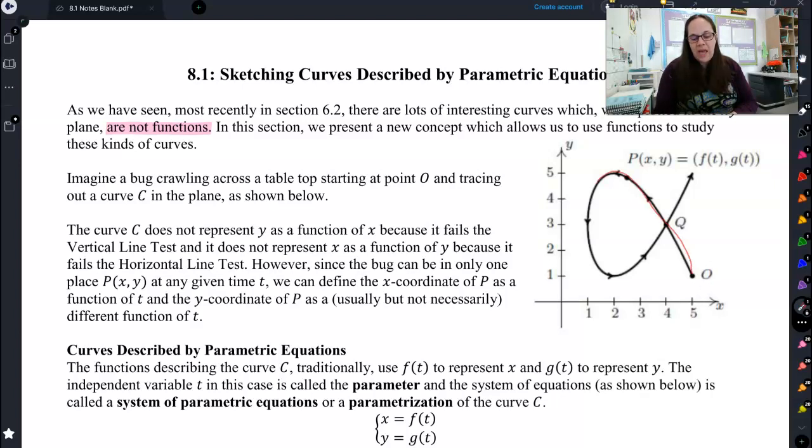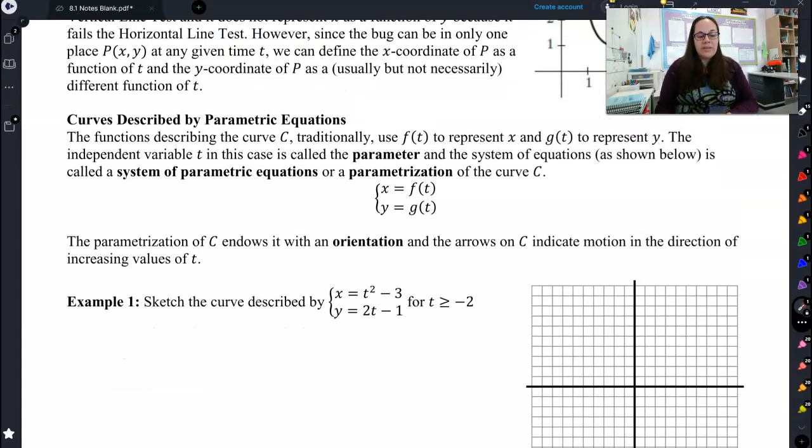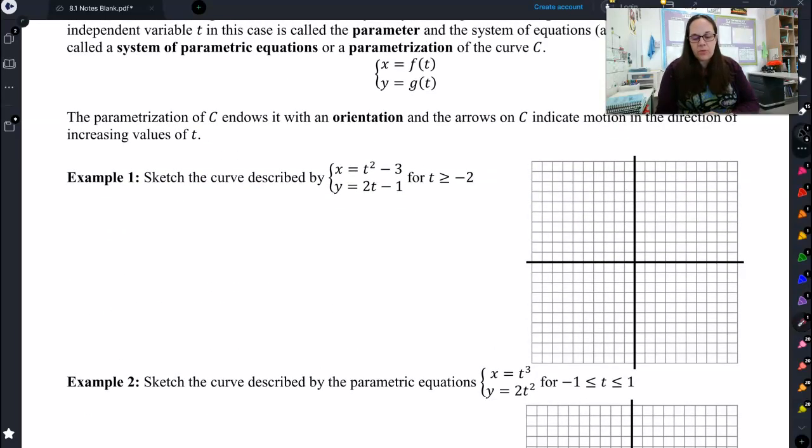So we instead define this curve in terms of where the point is at what time, in terms of t, and then we graph it. And now we can think of it as a combination of two different functions. So t is called our parameter. And when we have x is f of t, y is g of t, so we're defining the x variable and the y variable, we call that a system of parametric equations. So let's try and graph our first one.